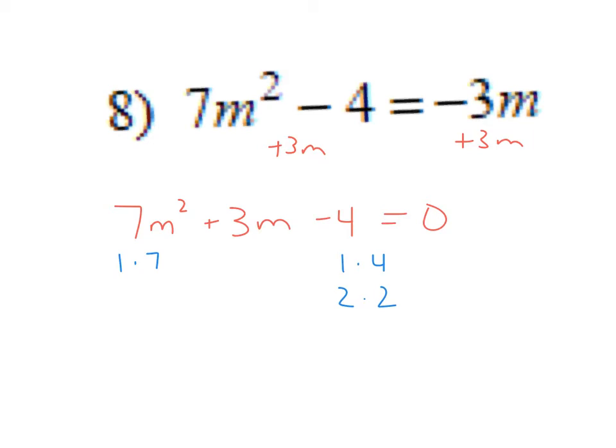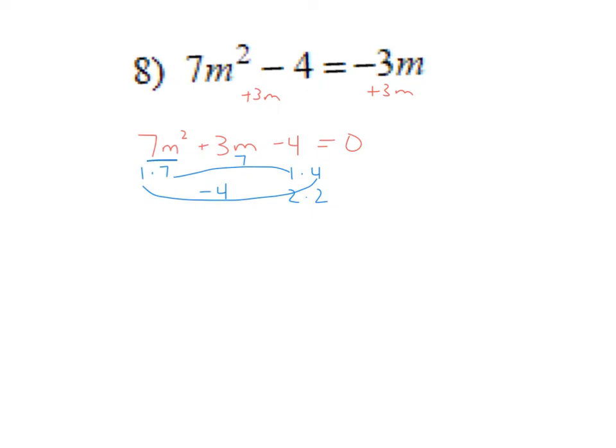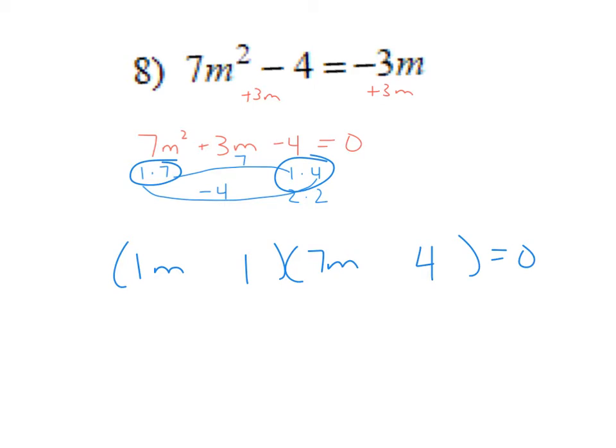All right, so first one right here off the bat, 1 times 4 is 4. 7 times 1 is 7. And then I'm going to need to make the 4 negative so that I get a positive 3 in the middle. My front numbers are 1 and 7, so 1m and 7m. My back numbers are 1 and 4. Since I want this 4 to be negative, I'm going to put the negative there. And since I want 1 times 7 to be positive, I'm going to put the positive there.